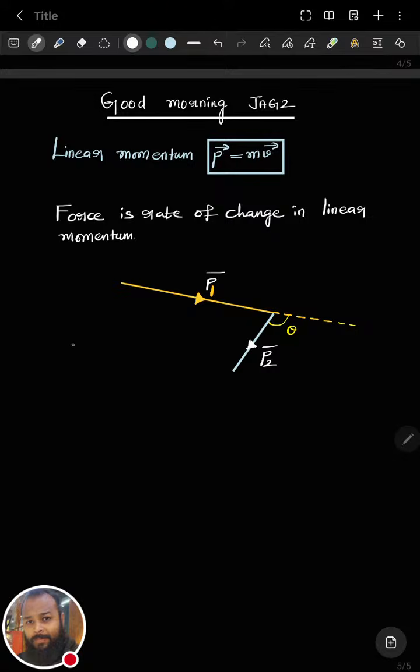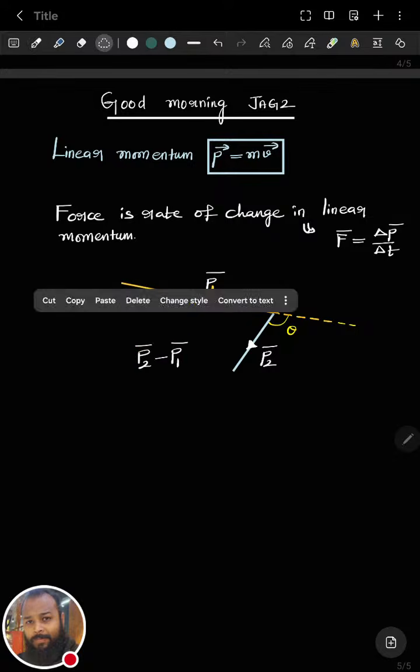Now I am willing to find the change in momentum, p2 bar minus p1 bar. So why are we finding change in momentum? Sir, because force is the rate of change in linear momentum: F bar is equal to delta p bar by delta t. So we need to know delta p bar. That's why we are trying to learn more about p2 bar minus p1 bar.